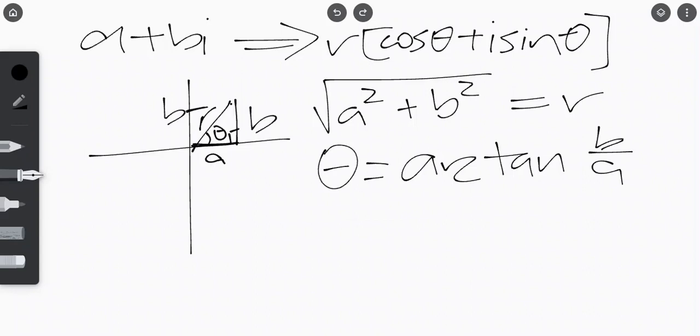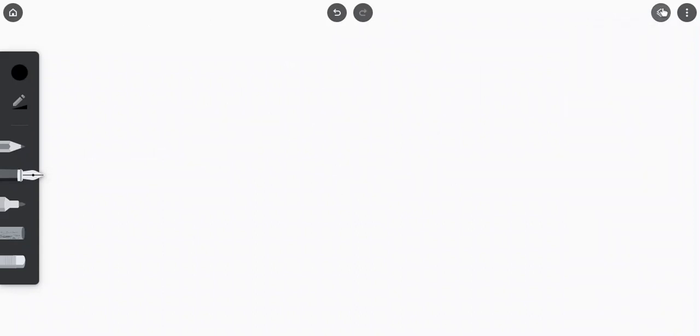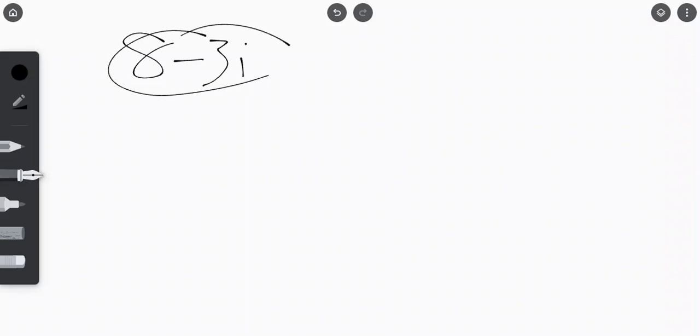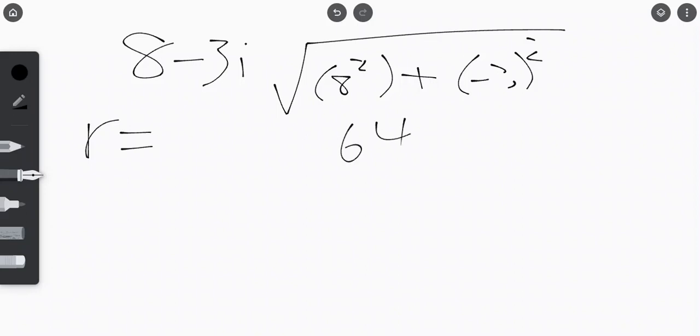Let's try one more problem. We're going to convert 8 minus 3i to polar form. The modulus r we find by the Pythagorean theorem. So the square root of 8 squared plus negative 3 squared. We get 64 plus 9, which is equal to 73. So r is equal to the square root of 73.